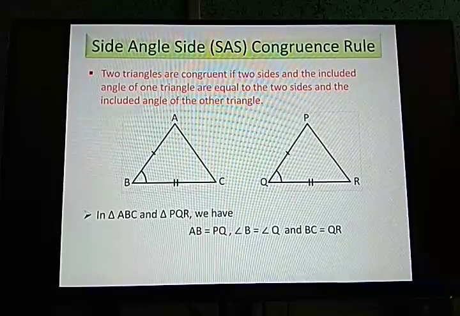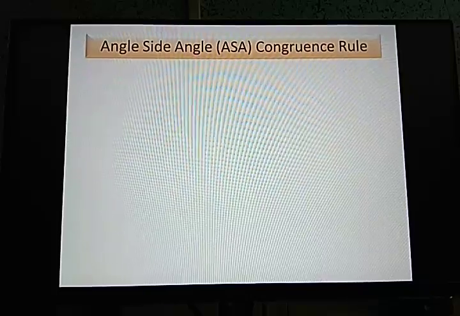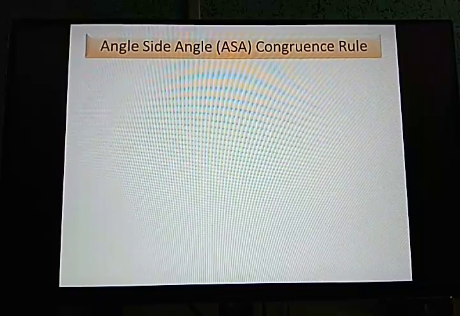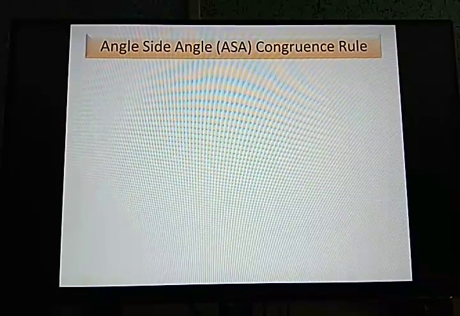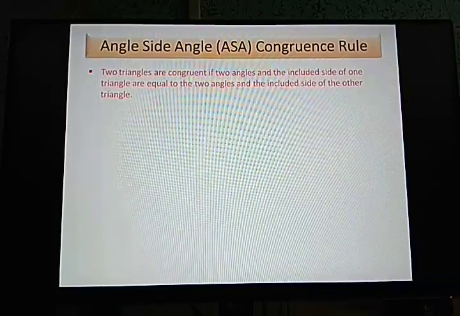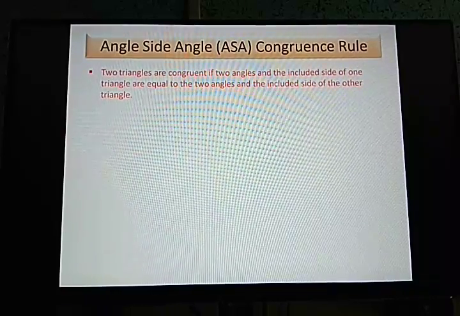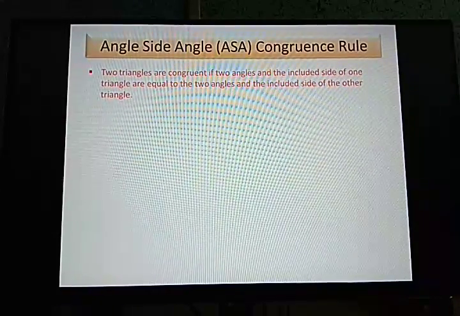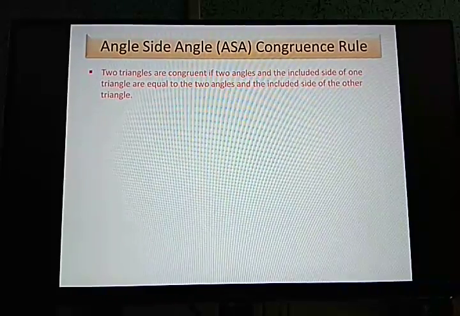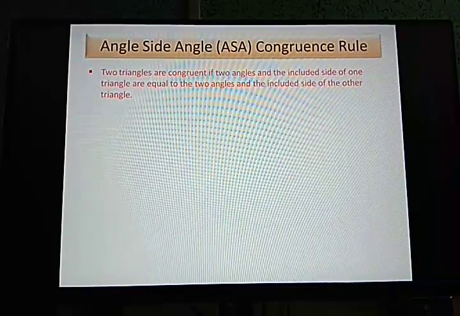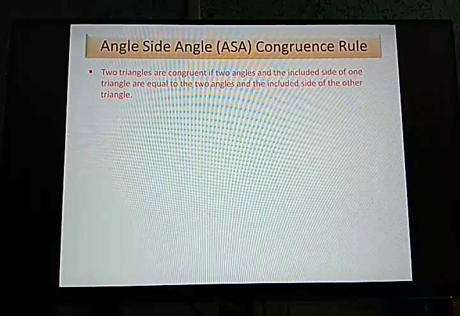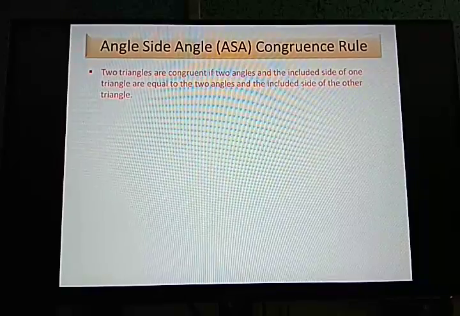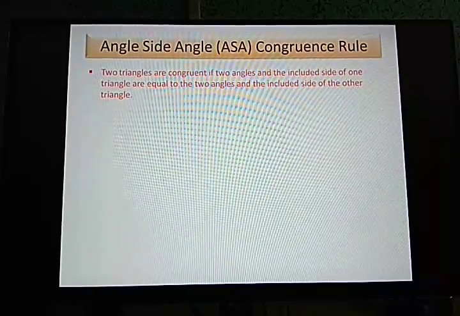Now moving on to our next congruence rule, that is called the angle side angle, or in short ASA, congruence rule. So what does this angle side angle congruence rule state? Let us see. According to this congruence rule, two triangles are congruent if two angles and one included side are equal to the two angles and the included side of the other triangle. So let us see with the help of a diagram.